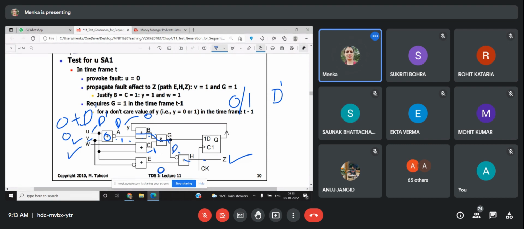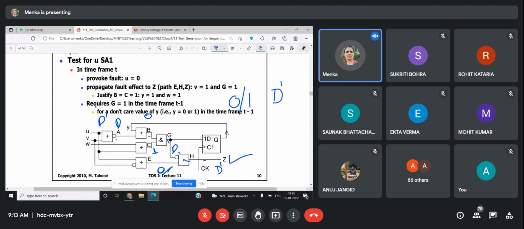Got it? We are targeting the A, B, G, H path in order to propagate our fault. So we came up with different values for each, right? We found that C has to be 1, the non-controlling value, E has to be 0, the non-controlling value for the OR gate, and then the D will be propagated at the output in the form of D dash, right? This is what we got.